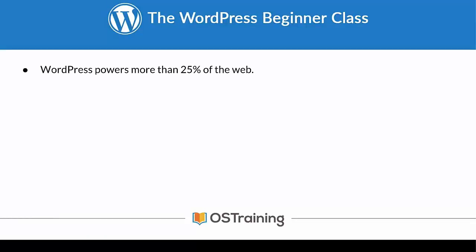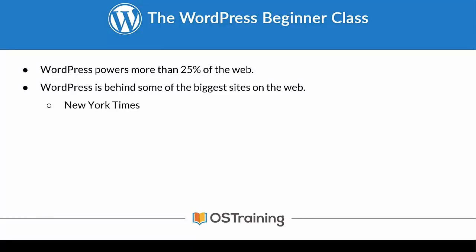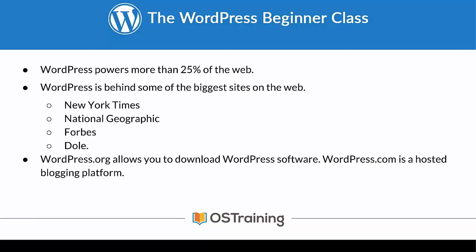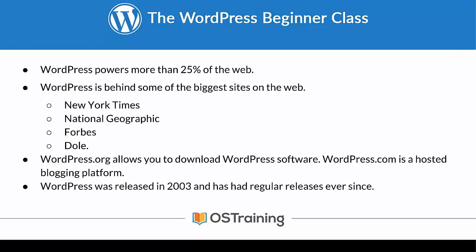Let's do a quick recap here. WordPress powers more than 25% of the web, and it's behind some of the biggest sites on the web: The New York Times, National Geographic, Forbes, and Dole. Now, WordPress.org allows you to download WordPress software, but WordPress.com is a hosted blogging platform. And WordPress was released in 2003 and has had regular releases ever since.